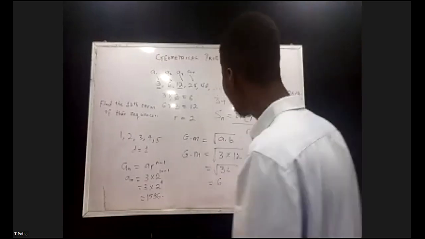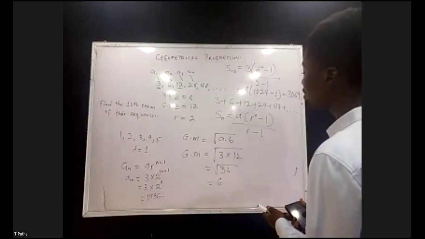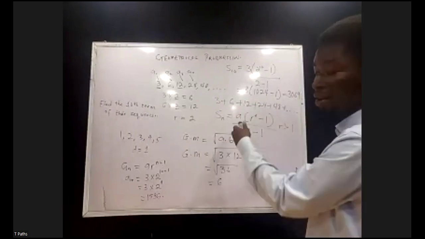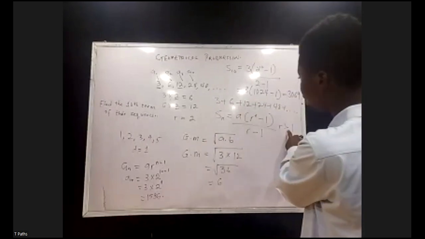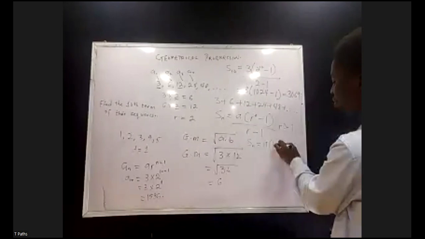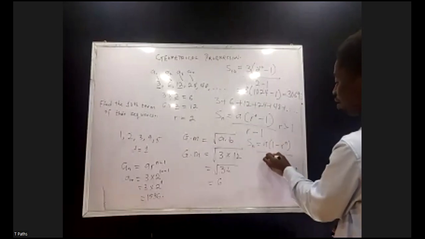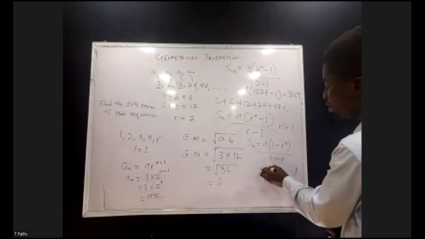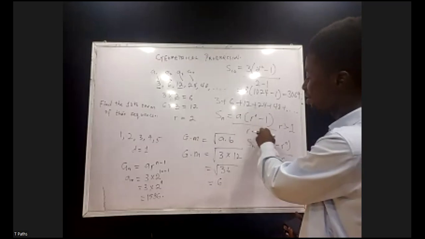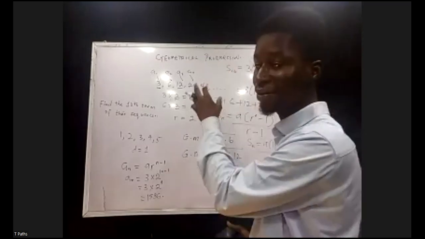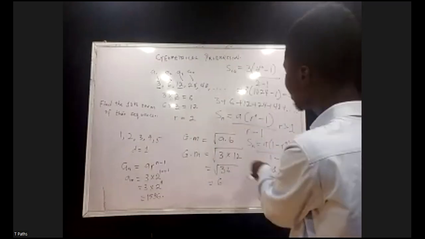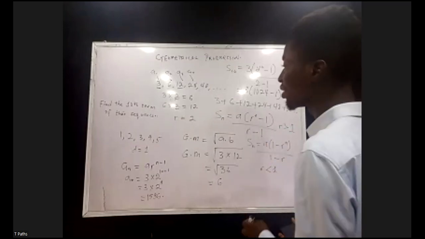Now, mind you, you use this formula if your r is greater than 1. You get it now? If your common ratio is greater than 1, use this formula. But if your common ratio is less than 1, you can also use this formula: 1 minus r raised to power n over 1 minus r, for r less than 1. Now, you can't have r equals 1 because this denominator will be 0, and whenever you have a number divided by 0, it gives us infinity. So if you have r greater than 1, you use this formula. If you have r less than 1, you use this formula.